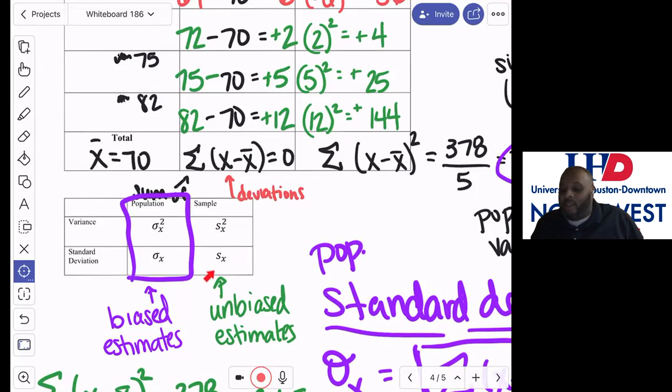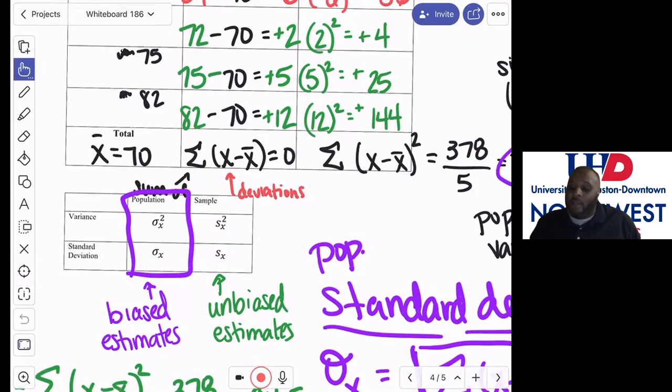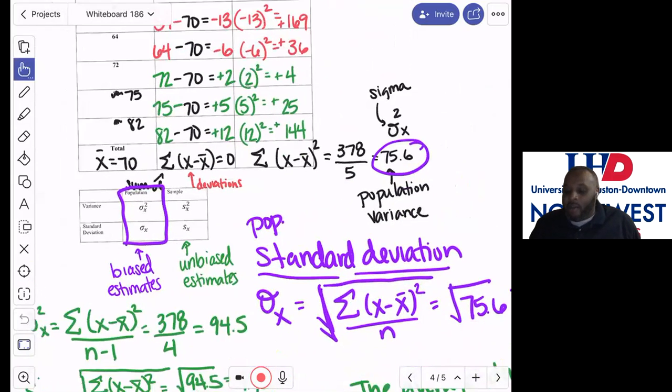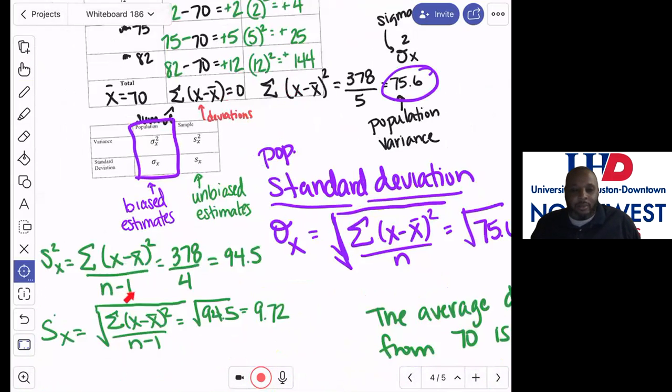The sample standard deviation is called s of x. The only thing that's different about these two values is how we find them. We find a mean first, we find deviations, we square deviations, but instead of dividing by the total, we have 5 values, but we divide by total to get the actual average. Instead of doing that, we always divide by 1 less.